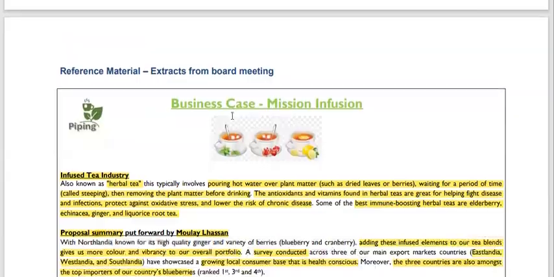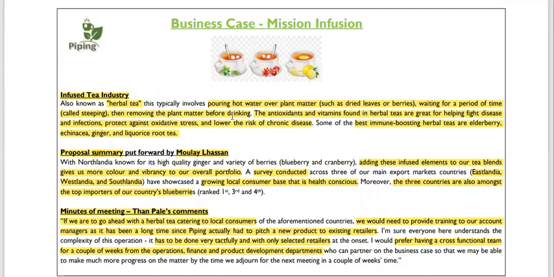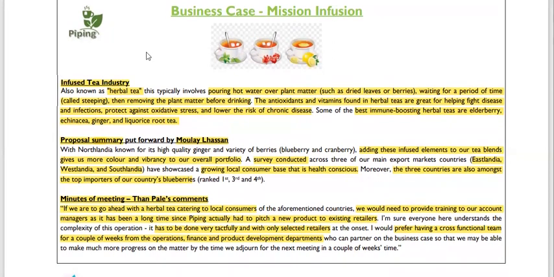Okay, so let's try to figure out the information provided in the reference material. Information pertaining to a business case, which is titled Mission Infusion, is provided. First things first, you are provided information about the infused tea industry. This is also known as herbal tea. And how do you prepare it? You are supposed to pour hot water over plant matter such as dried leaves or berries, wait for a period of time, which is called steeping, then remove the plant matter before drinking. That's how you consume flavor infused tea.